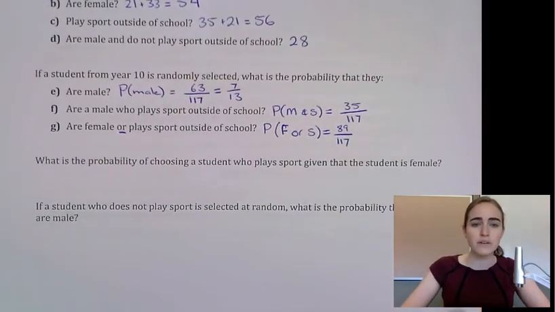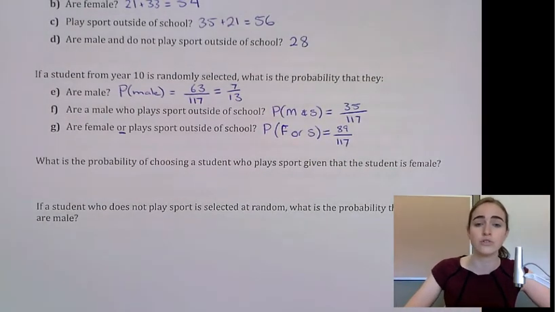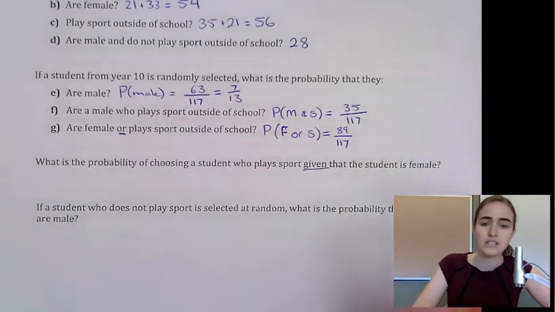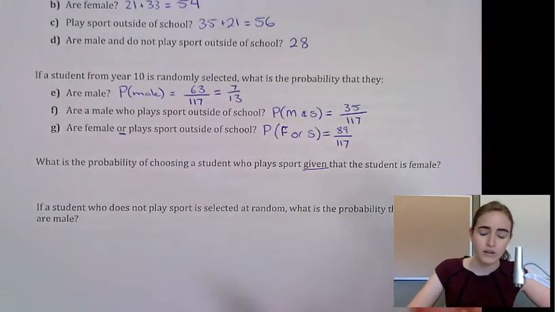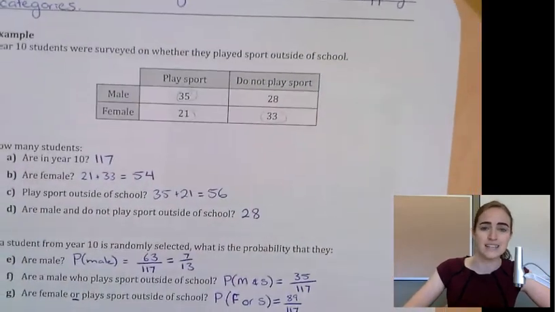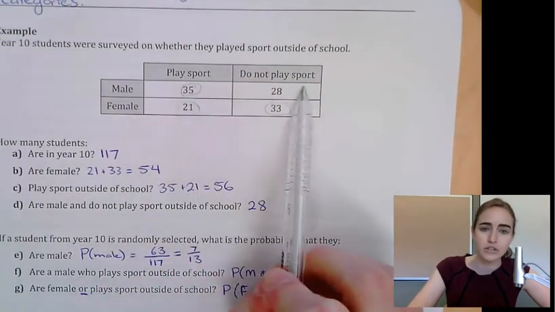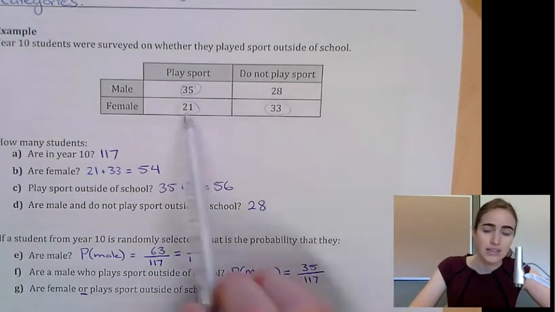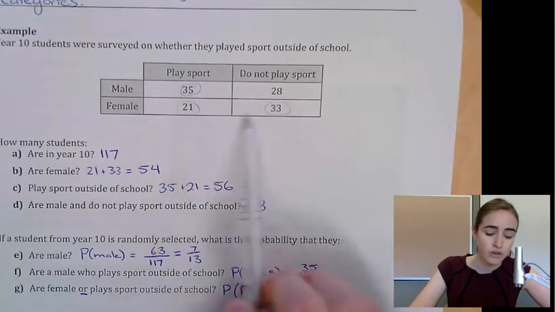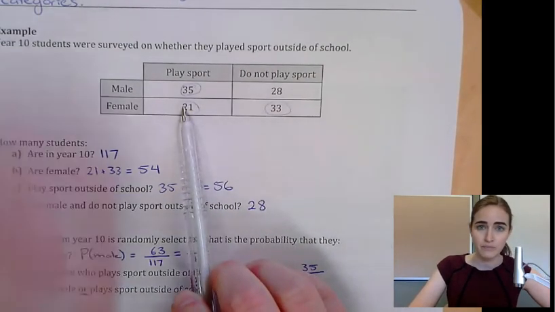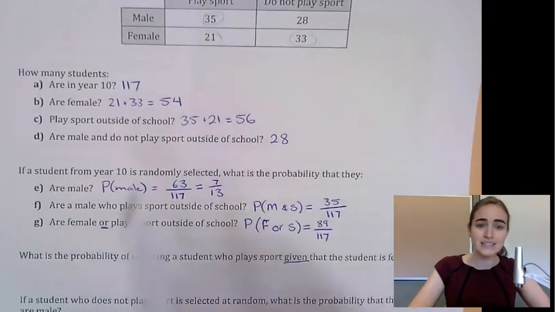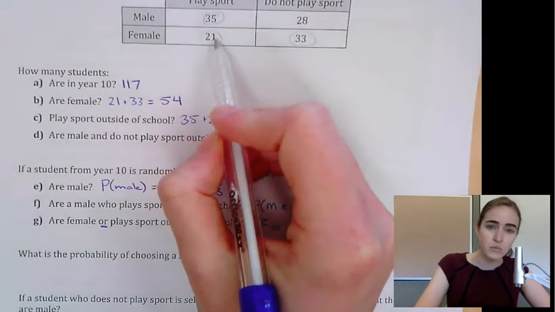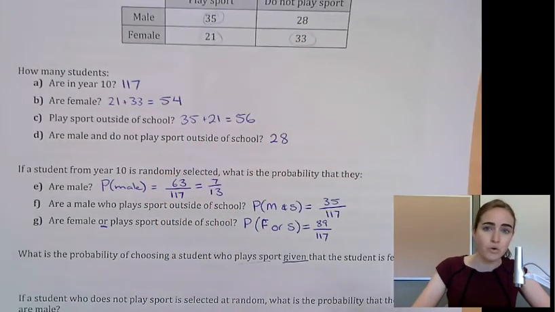It says, what is the probability of choosing a student who plays sport given that the student is female? So that given that the student is female bit is important. We already know that the student is female, which means that in our table, we're completely ignoring this top row now. We know that our student is female, so now we're only looking at these students here. So we've only got 54 students we're looking at now. And we want to know what the probability is that they play sport. So play sport female is 21 out of a total of 54 females.